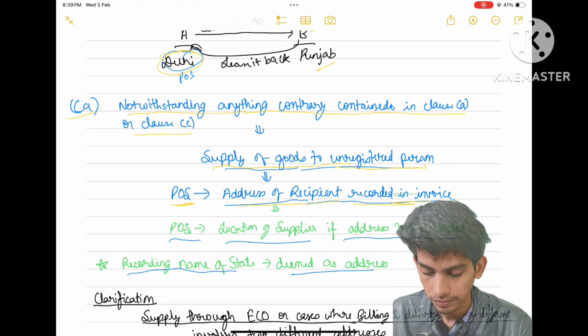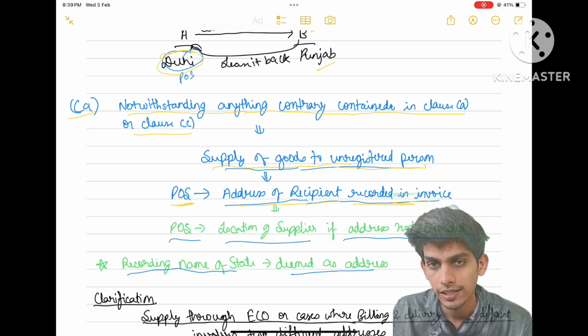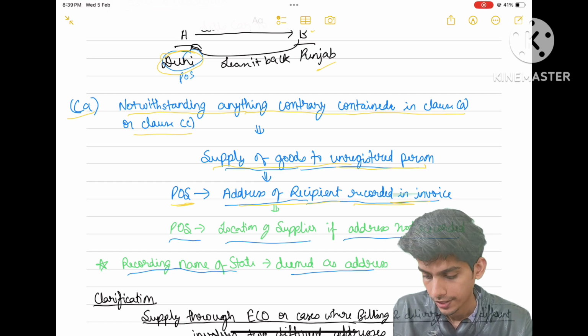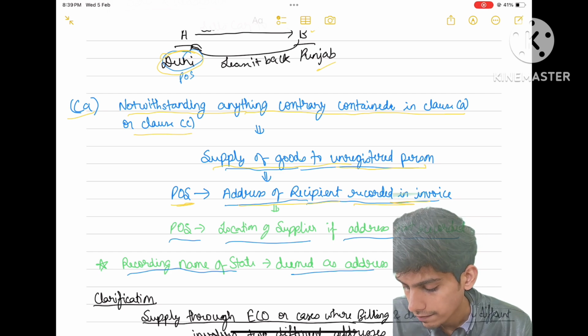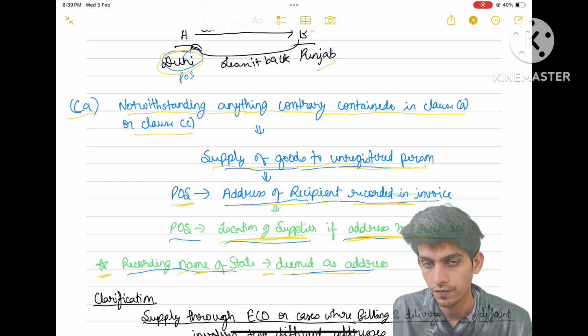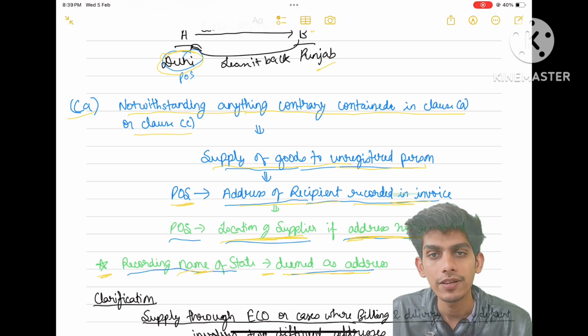Okay, so where the goods are supplied to an unregistered person, the place of supply will be the location of recipient recorded in the invoice. And if the address is not recorded, then the location of supply will be the place of supply. In this, we have a small note that recording the name of the state will be deemed as recording of address. Even if we just write the state's name on the invoice, it will be deemed that we have recorded the address.